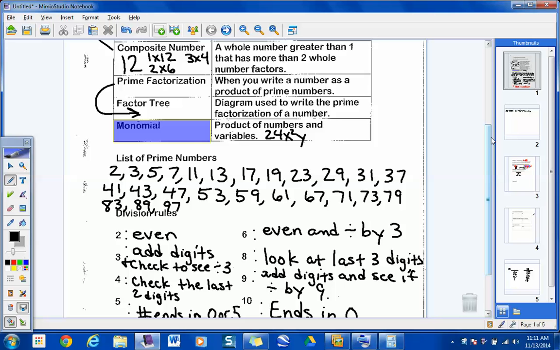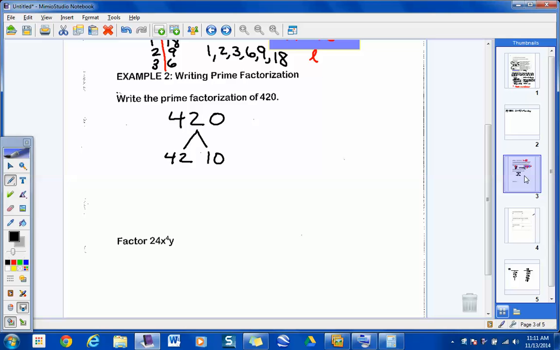So I'm going to go back to this idea right here. I need to break 42 and 10 down. Can you think of two numbers that multiply to 42? Yes, 6 and 7. Okay. Is 6 on the prime list? The only even number that's on the prime list is 2. Every other even is always going to be composite.